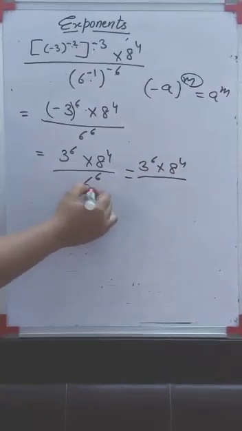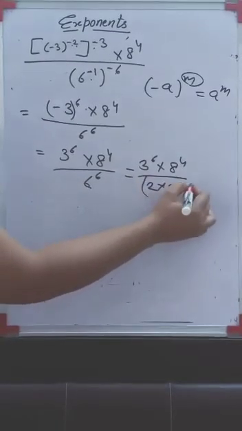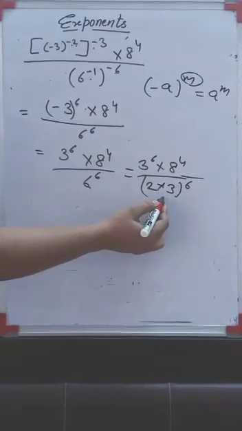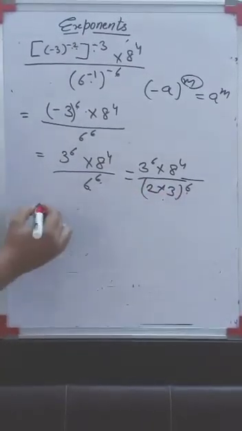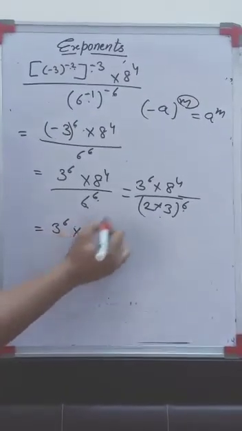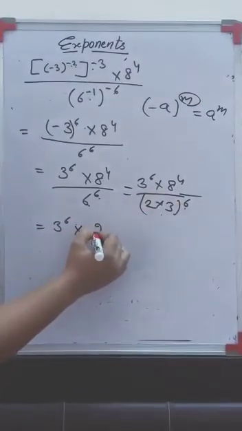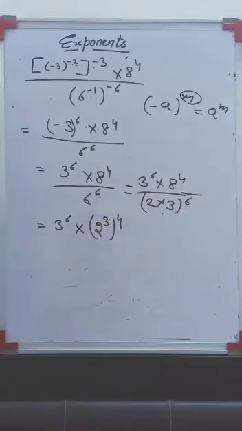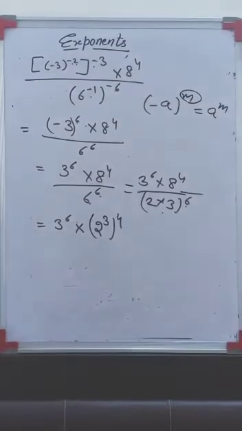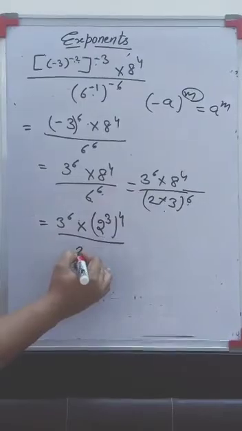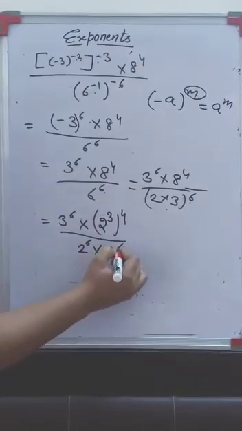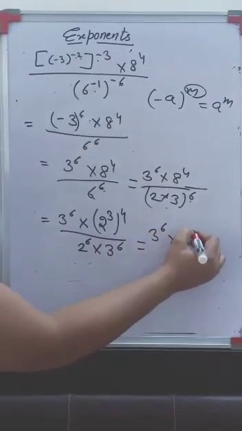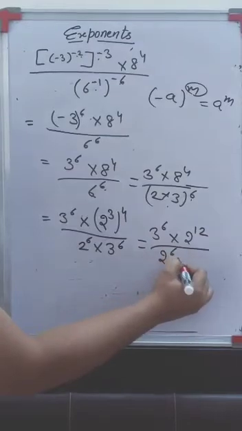Now see over here, 3 raised to power 6 into 8 raised to power 4. This one, 6. Can I write 2 into 3, right? What I have done, 6 I have written in the form of 2 into 3 and the powers will be the same. So 3 raised to power 6, again, 8 can be written as what? 2 cube, right? And the power 4 is the same. So it will be 2 raised to power 6 into 3 raised to power 6, right? So it will be 3 raised to power 6 into 2 raised to power 12 divided by 2 raised to power 6 into 3 raised to power 6.